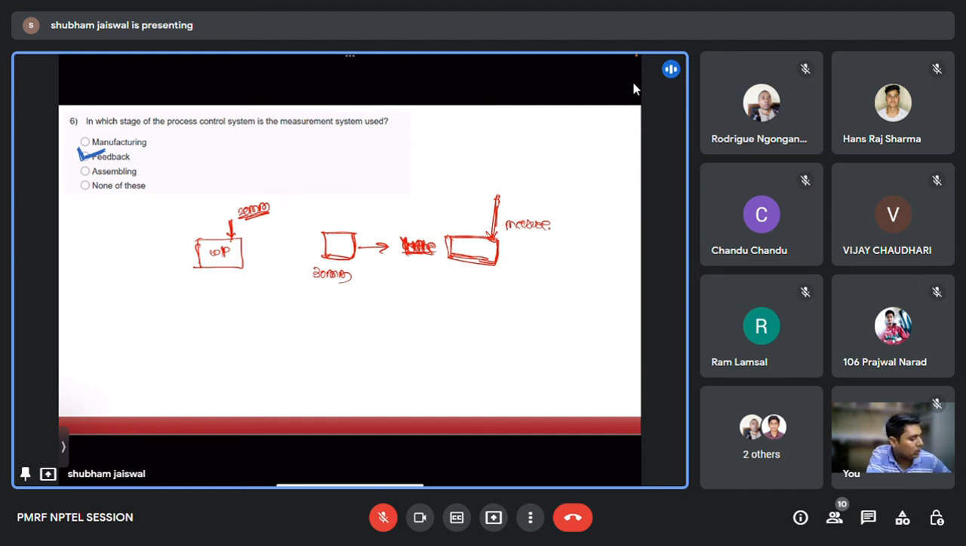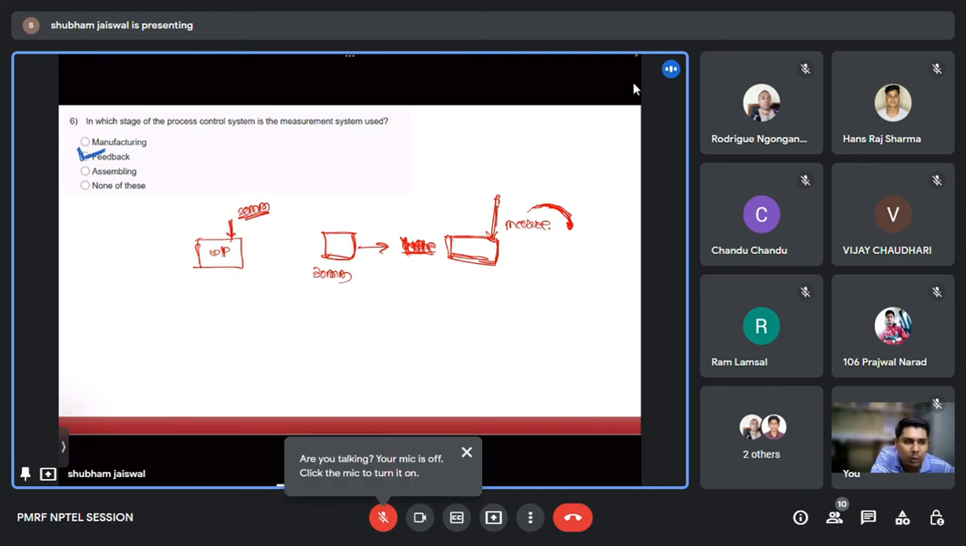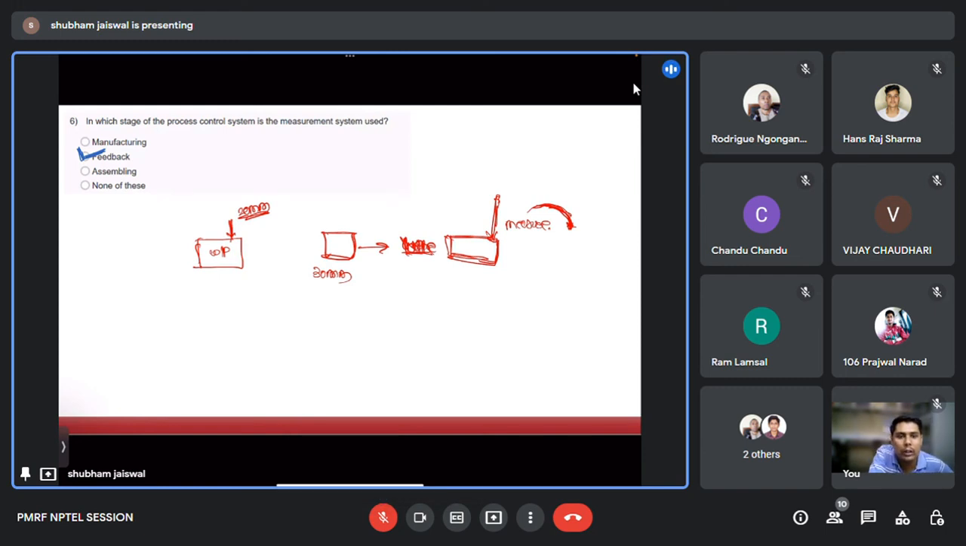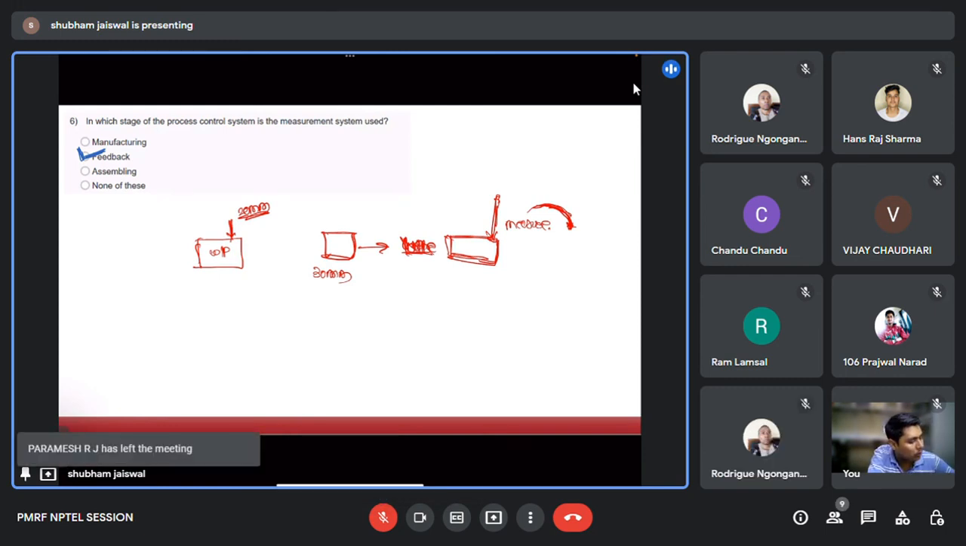So the operator is getting feedback from the measurement, and it is provided in terms of the depth of cut to the machine, so that we can achieve our desired shaft diameter. So in this, basically we are using the measurement in the feedback system.